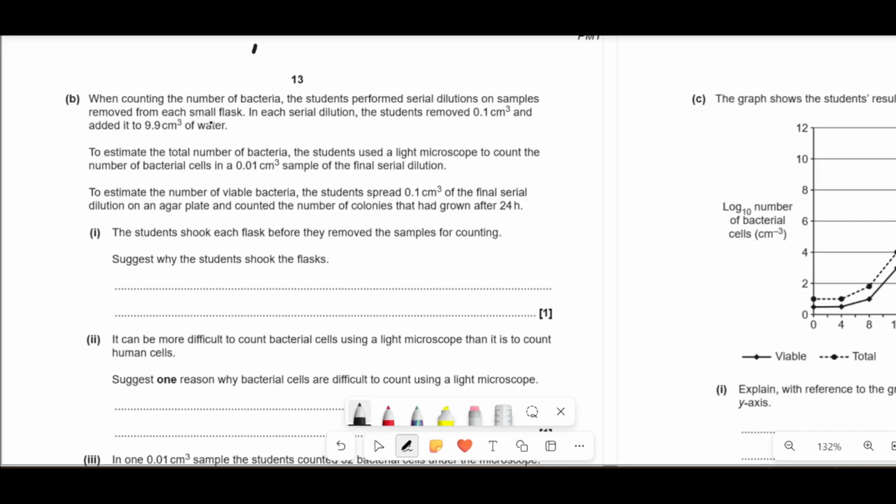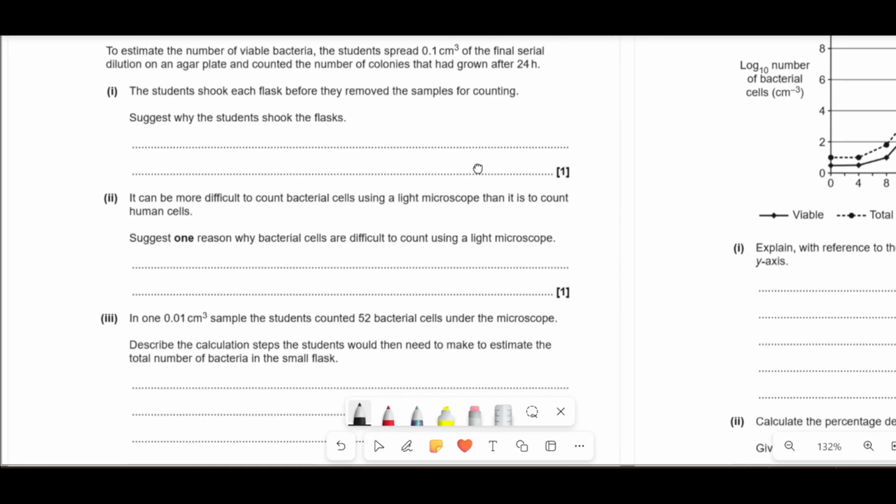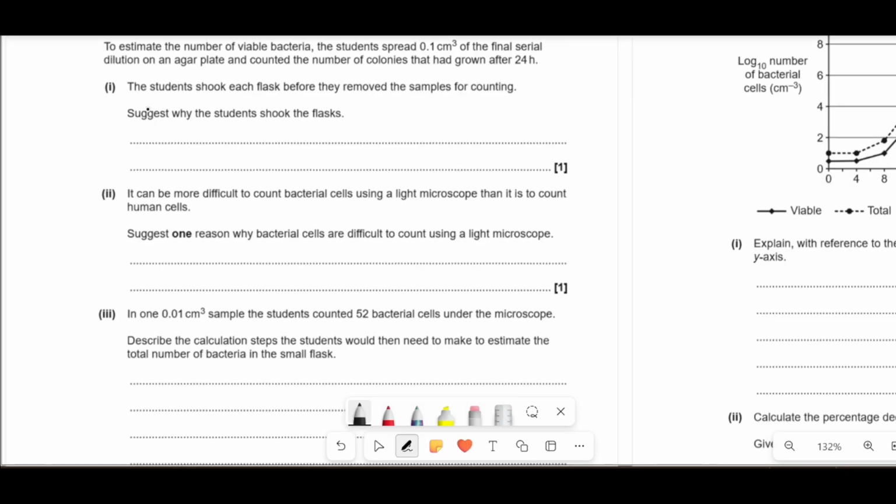So there you go. So when counting the number of bacteria, the students performed serial dilutions of samples removed from each of the small flasks. In each one, they removed 0.1 centimeters cubed and added to 9.9 centimeters cubed of water. To estimate the total number of bacteria, they used the light microscope to count the number of bacterial cells in a 0.01 centimeters cubed sample in the final serial dilution. To estimate the number of viable bacteria, the students spread this much of the final serial dilution on an agar plate and then counted the number of bacteria they'd grown after 24 hours.